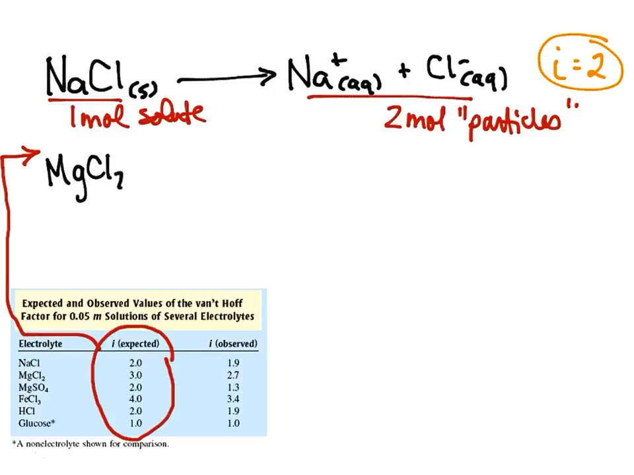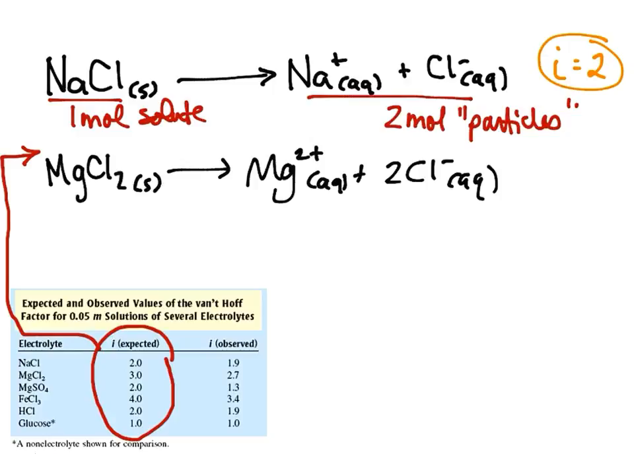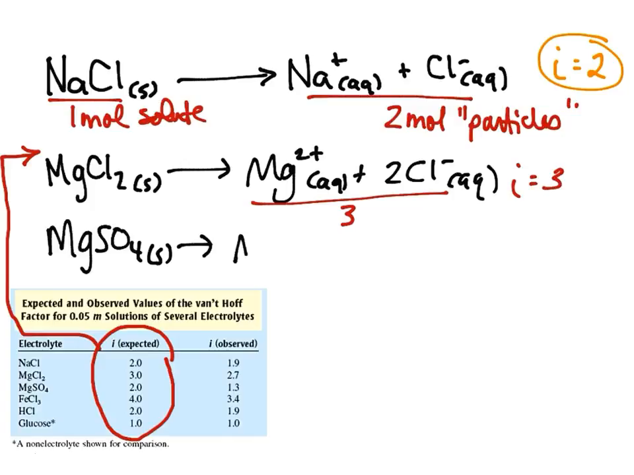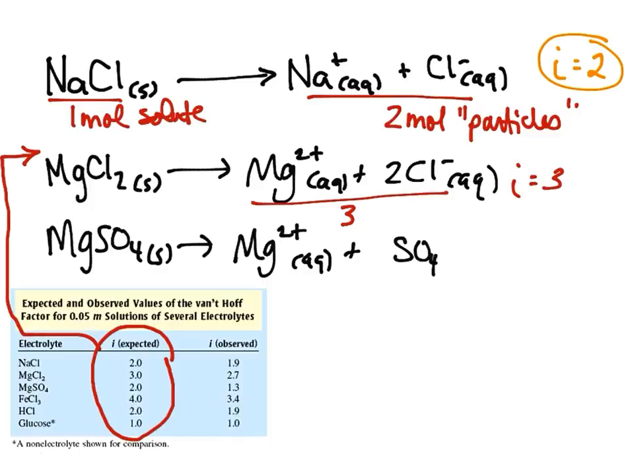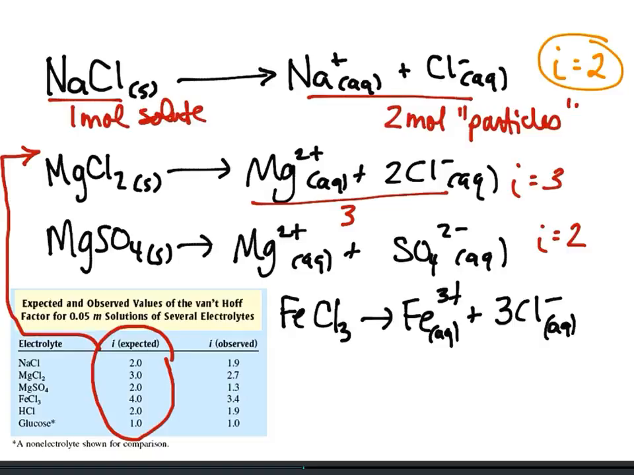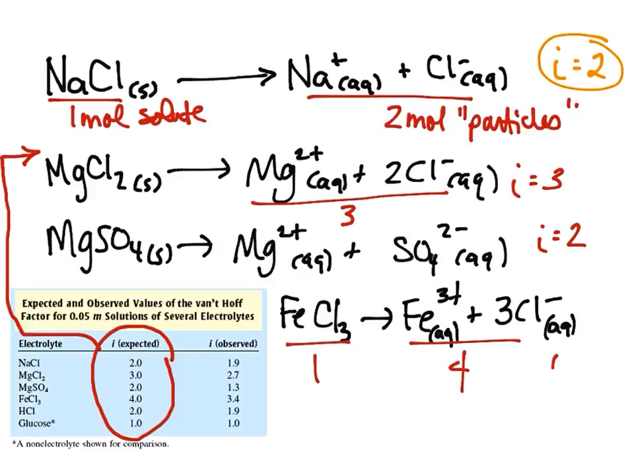Now let's talk about magnesium chloride. We've already talked about this a little bit. We have 1 magnesium and 2 chlorides, which means we have 3 moles of particles on the right, which means i is 3. Magnesium sulfate. Don't get confused by sulfate. Sulfate is a polyatomic ion, so it stays intact, SO4 2-. So i is 2, just like it was for sodium chloride. Last but not least, iron(III) chloride dissociates into an Fe3+ and 3 chloride ions, which means it has 4 particles on the right and 1 particle on the left, which means i is 4.